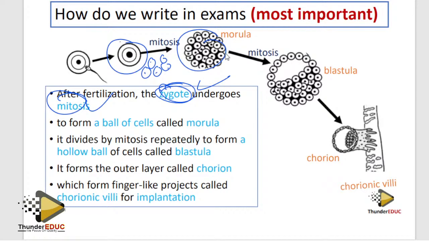So this is 1, 2, 3, 4. If there are 2, just say it's 2 cells. You understand? So here it is a zygote. It is diploid. This is haploid. This is also haploid. Form a diploid, form morula.